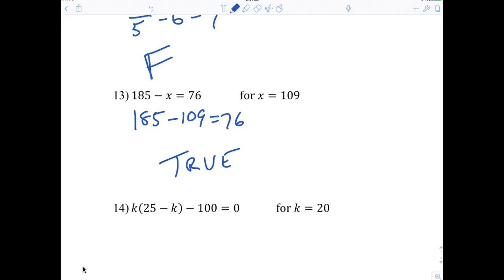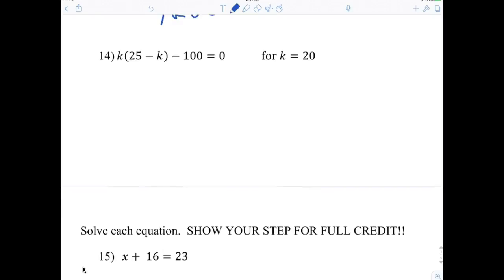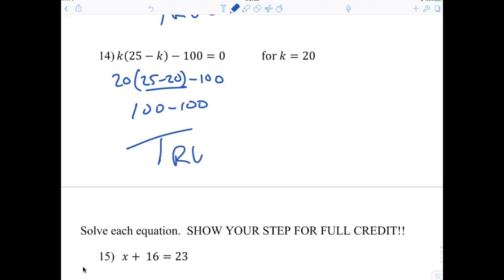All right, let's see if they're going to lie to you anymore. Let's look at 14. 20 times 25 minus 20 minus 100. Hold on. What's 25 minus 20? It's 5. 5 times 20 is 100. 100 minus 100 is 0. So the truth is one. Try to do the rest of it for homework.